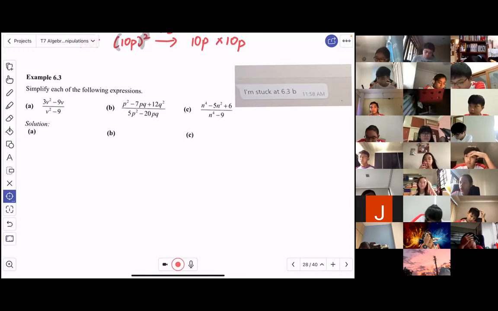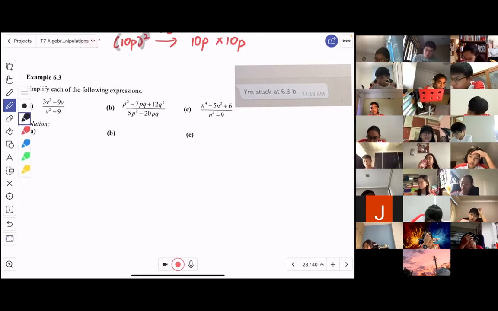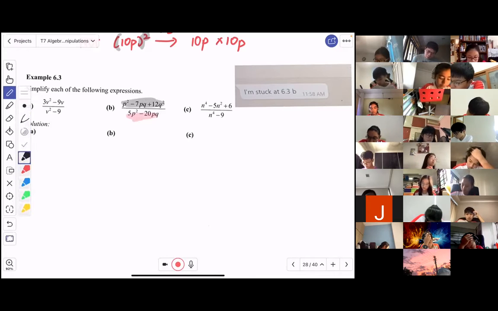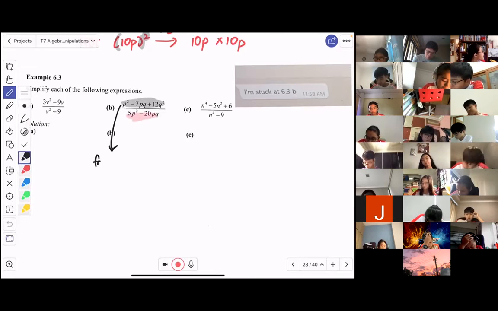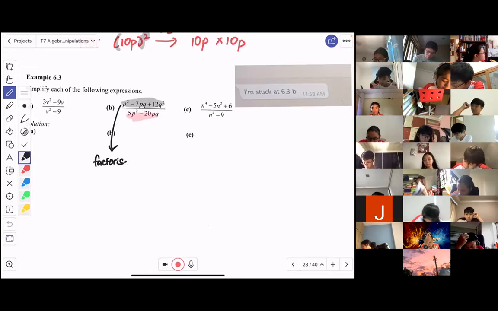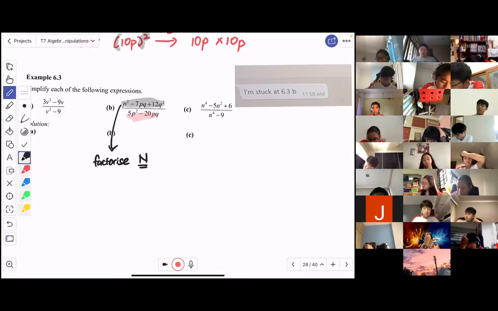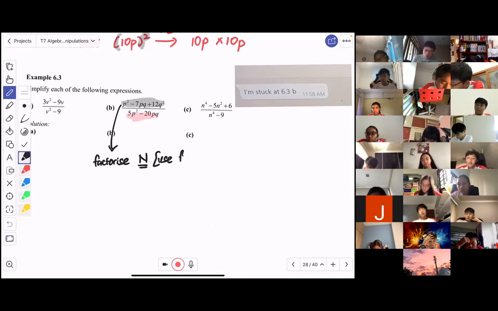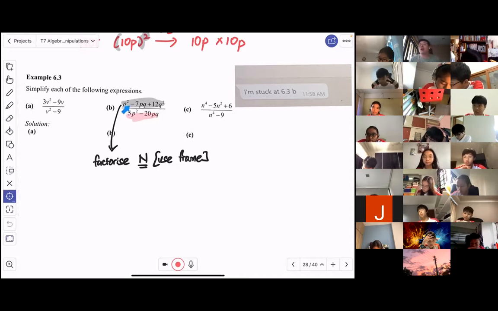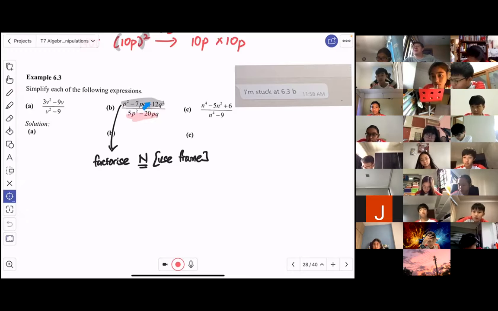Okay, so factorize the numerator as well as the denominator. While you're factorizing the numerator, I put n for short. Use the frame method. Make sure you use the frame method because you see three terms.